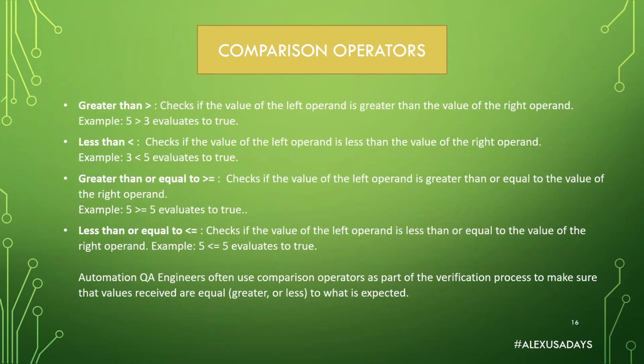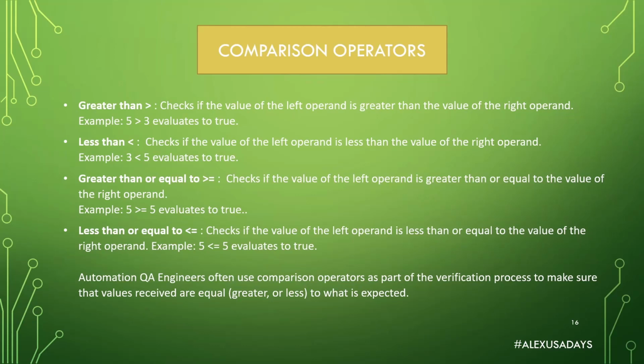The next one is greater than. Checks if the value of the left operand is greater than the value of the right operand. For example, 5 is greater than 3. That will evaluate to true. Less than. Checks if the value of the left operand is less than the value of the right operand. For example, 3 is less than 5, and that will evaluate to true.